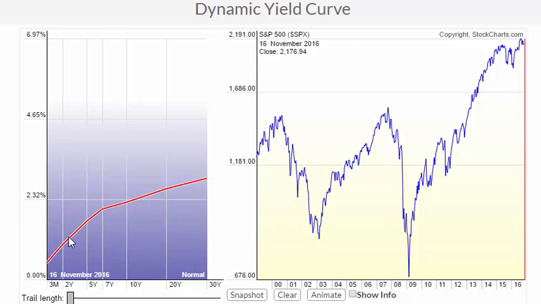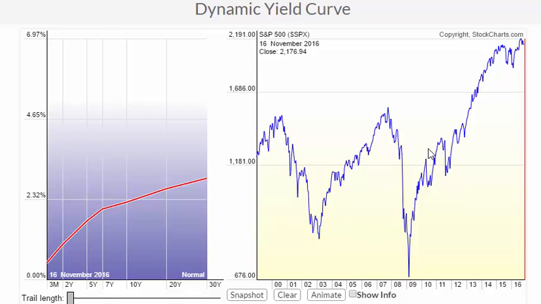This is referred to as the curve. The steeper the curve, many people think, is good for the banks. The flatter the curve, not so good for the economy. Inverted yield curve, many people subscribe, and we do, means you're moving into, or you are in, a recession. The important thing is what does this yield curve mean to the stock market?